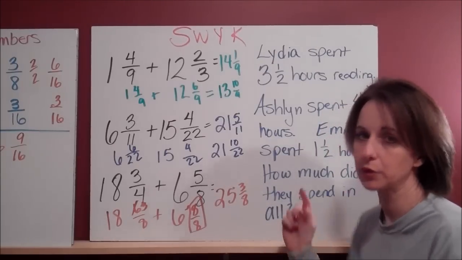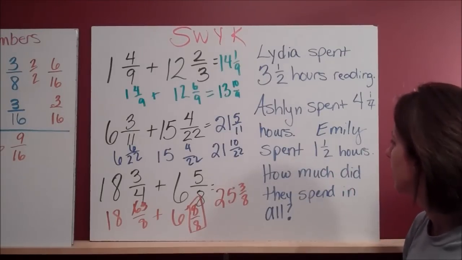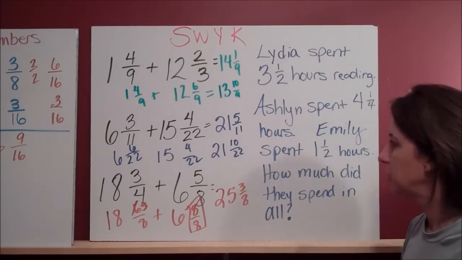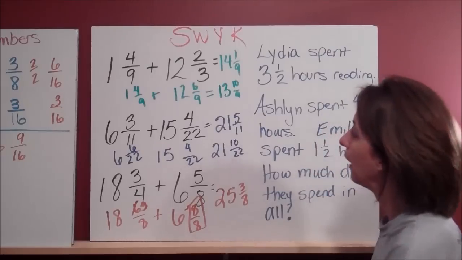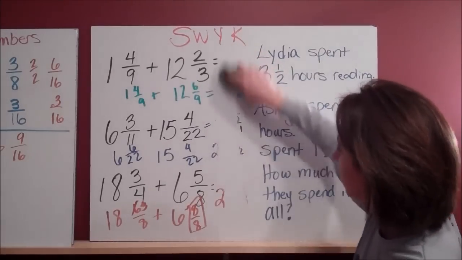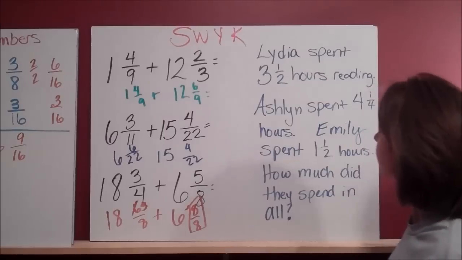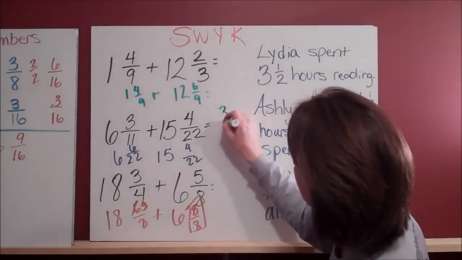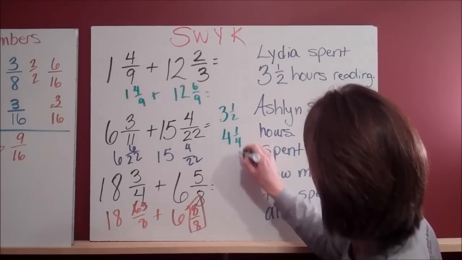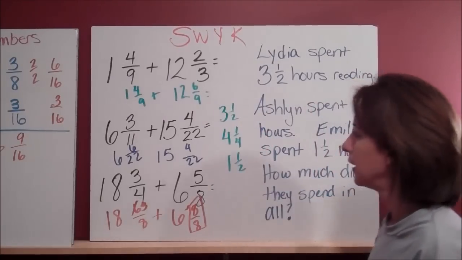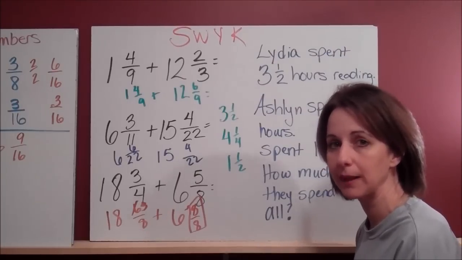All right, and then you had one word problem to solve. Lydia spent 3.5 hours reading, Ashlyn spent 4 1/4, Emily spent 1.5. How much did they spend in all? I'm actually going to erase some of this work so we have enough room to show the answers to this. So 3.5, 4 1/4, and 1.5. The first thing I notice when I'm looking here is I can make a bond right off without changing my denominators.